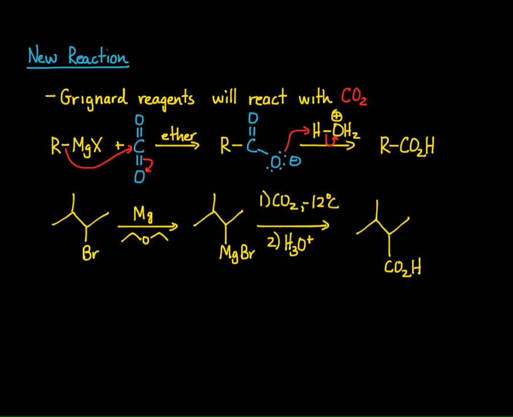And notice, since we can make Grignards from essentially any alkyl halide or aryl halide, we can make virtually any carboxylic acid that we want to. So it's a great way of making carboxylic acids, and it's something that you should definitely pay attention to.